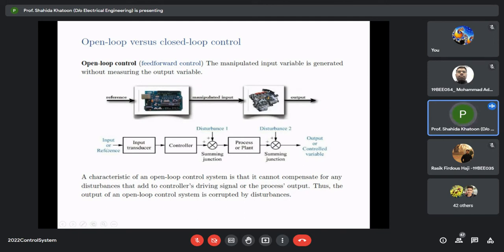Okay, so the input or reference is given to the input transducer, which gives input to the controller. The controller may have some disturbance, which is fed to the process. The process may again have a disturbance, and then the output or controlled variable is generated. A characteristic of an open loop control system is that it cannot compensate for any disturbance that adds to the controller's driving signal or the process output. Thus, the output of an open loop control system is corrupted by disturbances. In this also you can draw the diagram.